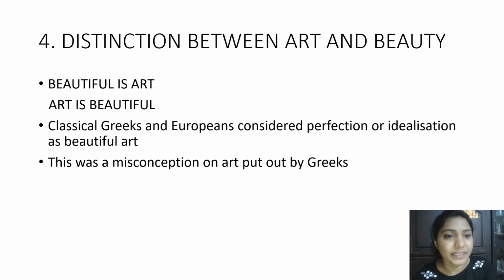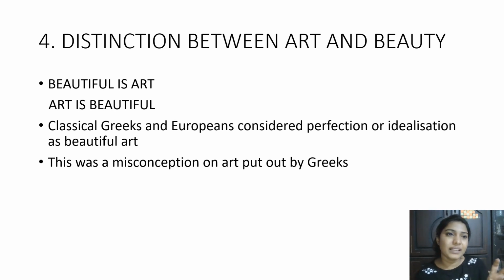Now in the fourth paragraph, he differentiates. He gives the difference or the distinction between art and beauty. Now up till the first three paragraphs, it is understood that art is beautiful. Art needs to have a sense of beauty, and that everything that is beautiful is art.